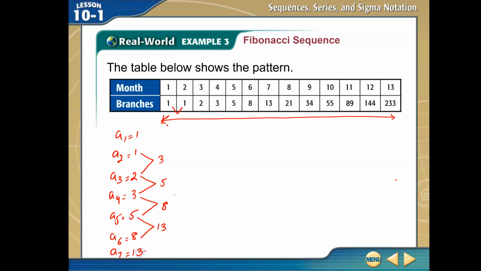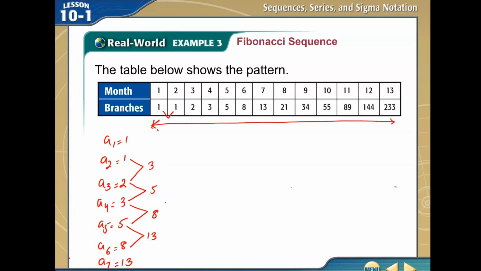So A7 is 13. Alright, so after finding these numbers, you got a sequence, and the sequence is 1 1 2 3 5 8 13. This sequence is known as the Fibonacci sequence. Now the Fibonacci sequence has a really beautiful pattern in itself. I will explain some of those beautiful patterns, and why the Fibonacci sequence is really popular, a really interesting sequence.